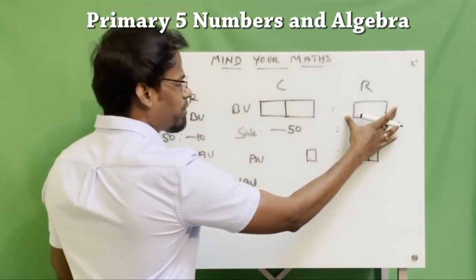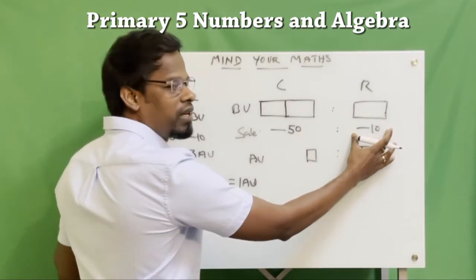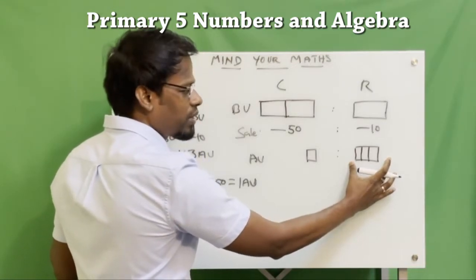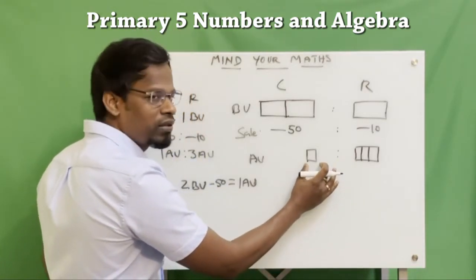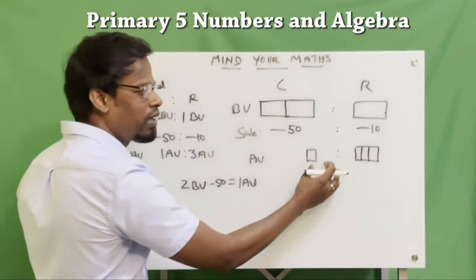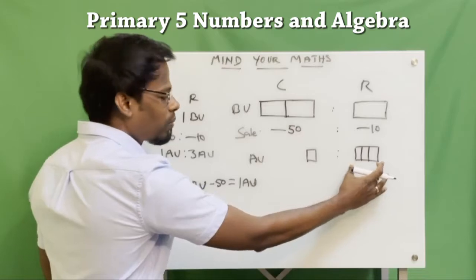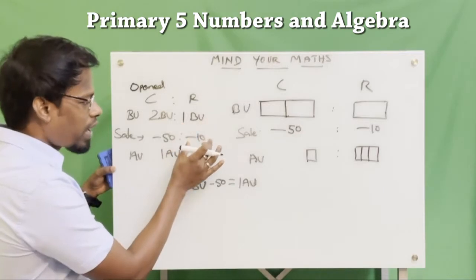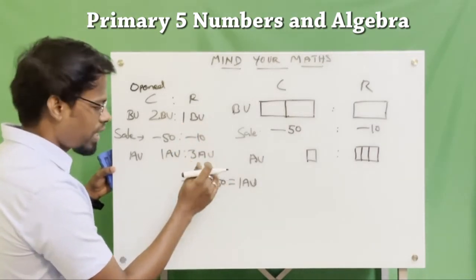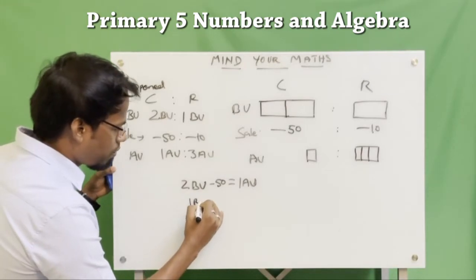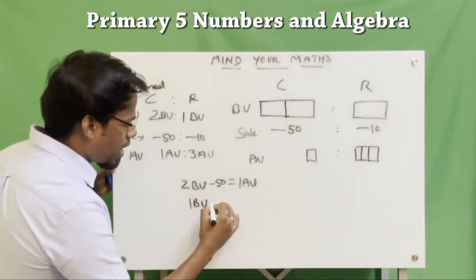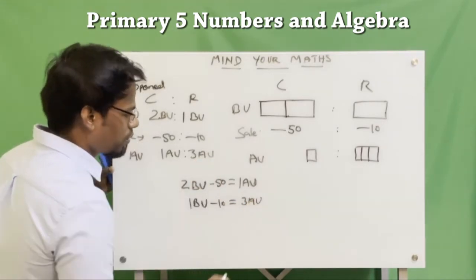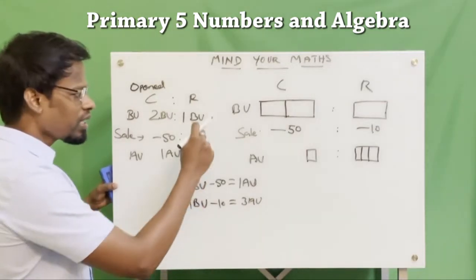Now let's look here. This was 1 unit, but after the 10 roses were sold off, this became 3 after units, because this unit is compared to the after unit of the carnations. That's why this one is 3 times, as per the problem. Translating that into an equation: 1 BU minus 10 equals 3 AU, 3 AU for the roses.